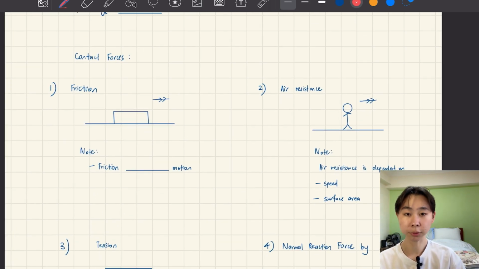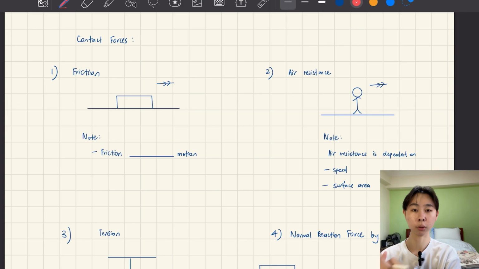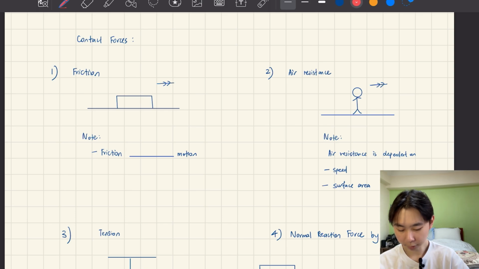There are a few different forces that you need to know. First one is your contact forces. Second category is your non-contact forces. So under contact forces, again, you have multiple different types of forces you need to take note of. The first one is simply friction. So imagine you're walking on the ground. The reason why you won't slip off the ground is because of friction. And what friction does is friction opposes motion.